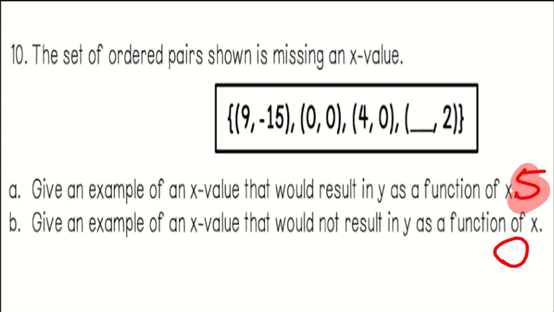Y'all, for letter A here, for it to be a function, the x's can't repeat, right? So look, 9, 0, 4, any of those 3 would make it not a function. So your answer for B could be 9 or 0, any one of those 3 would work. For A, anything except those 3 would work. That makes sense? We're trying to make it so the x's don't repeat. That would make it a function. When x's repeat, that's when we have problems.